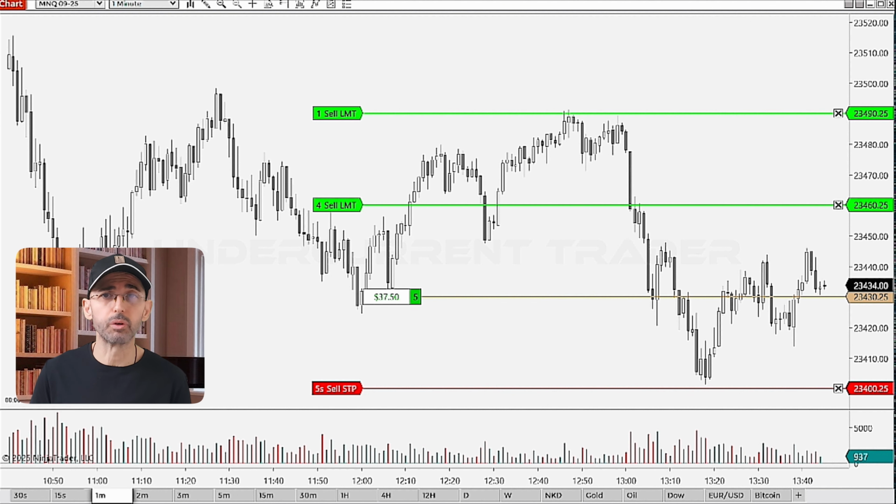So stick around if you want, because I'll walk you through a couple of real trade examples so you can see exactly how this setup plays out in action.